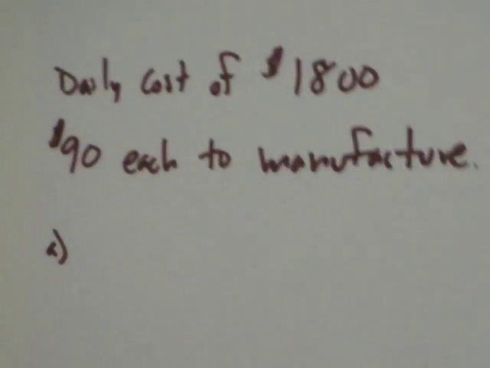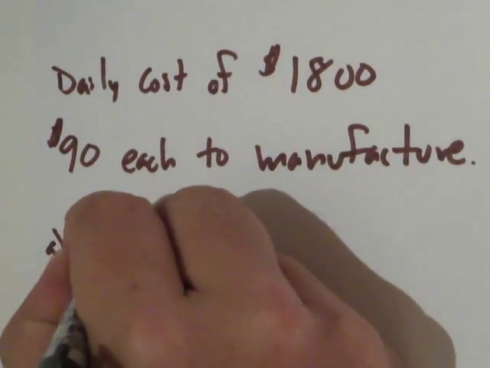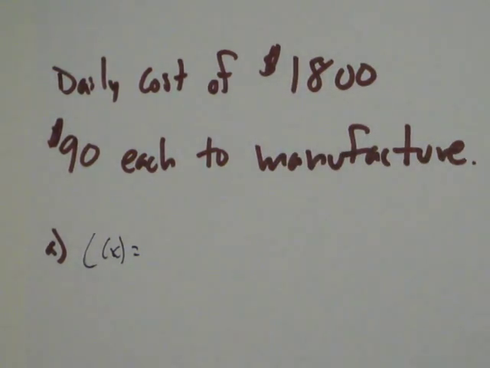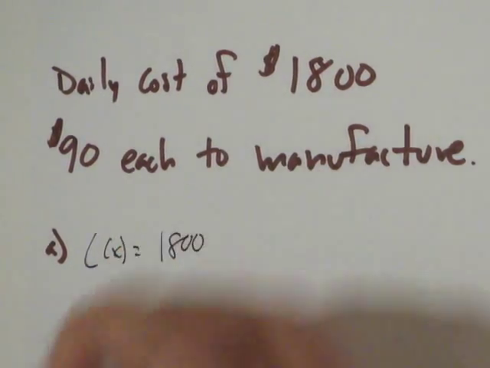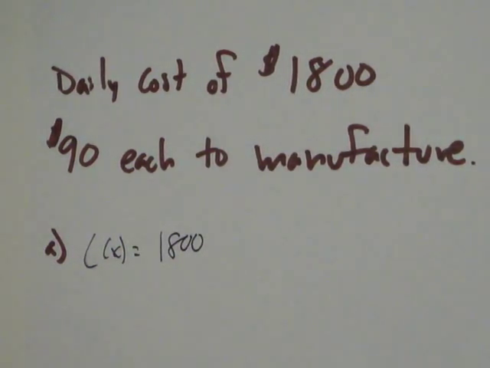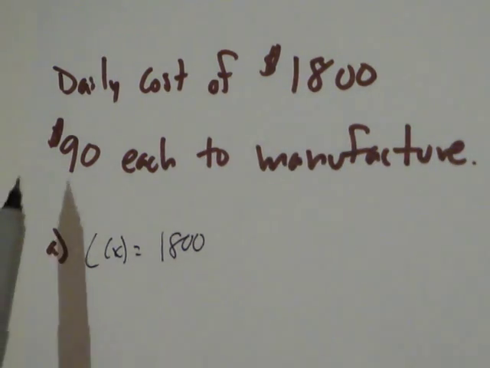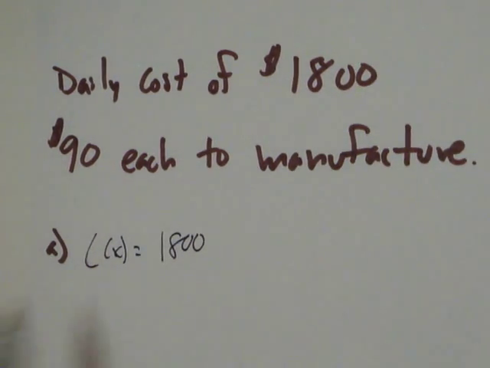Well, if we think for a second, the cost function c of x. Every single day they have to spend at least $1,800, just to keep the factory open every day. So we're going to start off with that. But then they also have to spend $90 for every bicycle. If x is the number of bicycles, if x was 1, they would spend $90 one time. If x was 2, they built 2 bicycles, they'd have to spend $90 twice. If x was 3, they'd have to spend $90 3 times.